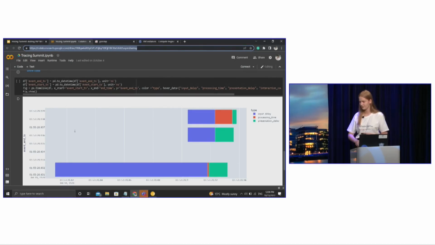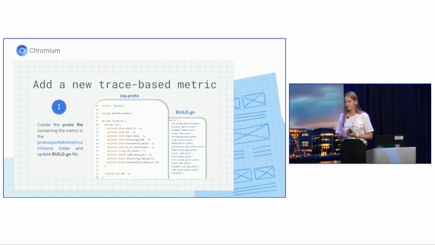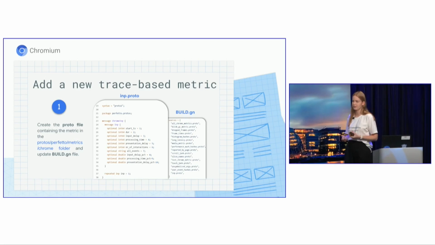Could we switch quickly? OK, thank you. So it's very simple. We first create a proto saying what should be visualized in the metric and what data we would like to see on Perfetto.